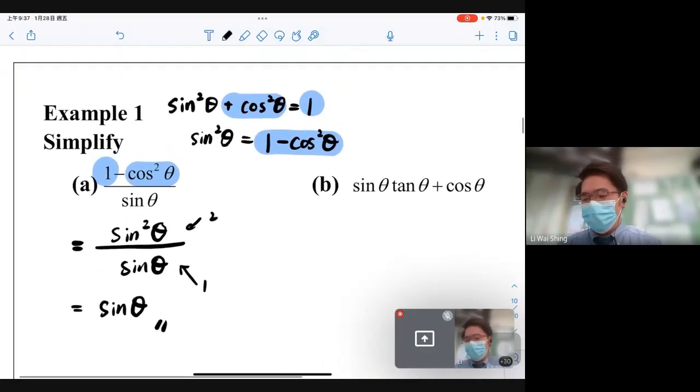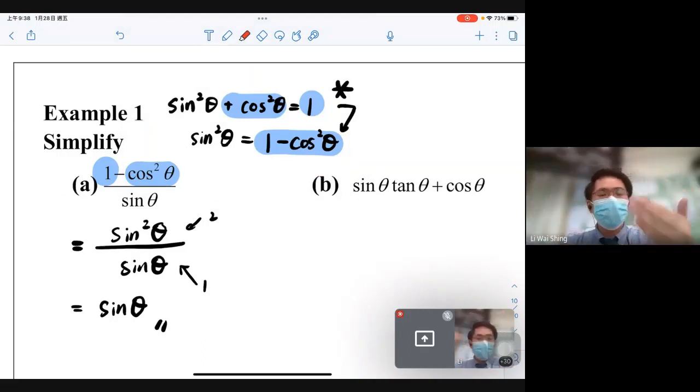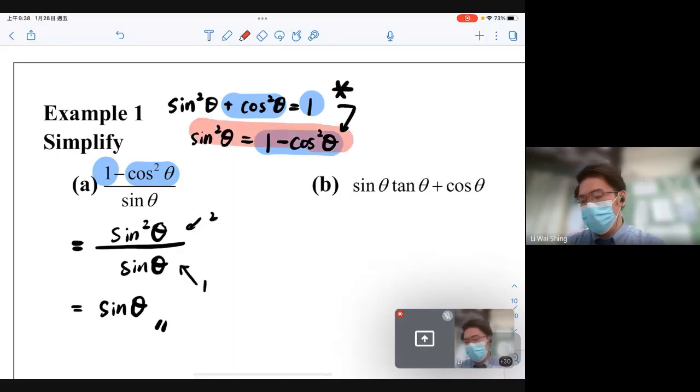Okay, so this is the first variation. You can write it down yourself. You can memorize sine square plus cosine square equals 1, but you need to know how to change it into sine square theta equals 1 minus cosine square.